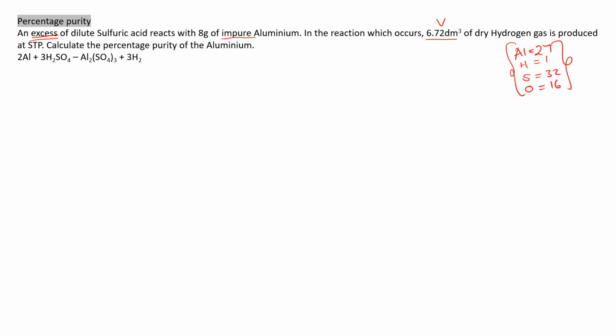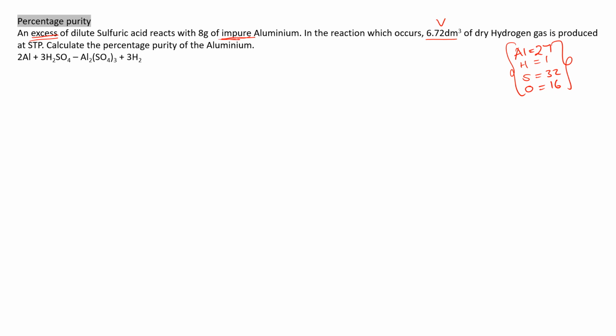Remember, when we looked at limiting and excess reagents, we said that if you have a substance that is in excess, even though you know the number of moles of that substance, you don't use the number of moles to compare using the mole ratios or the coefficients. You try by all means to stay away from the excess reactant. And even if you have an impure substance, just like with this aluminium, when you want to compare the number of moles, you also stay away from the impure substance.